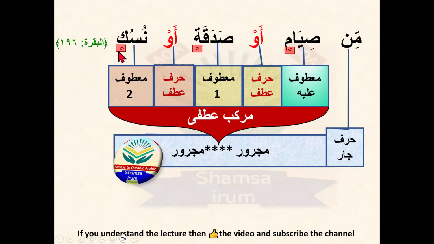Nusukin is majroor because it is also ataf on siyamin. Sadaqatin and nusukin is majroor because of the siyamin. Because the matufun alay irab is majroor, that's why matuf 1 and matuf 2 is also majroor. And why is the matuf alay majroor? Matuf alay is majroor because of the harfu jar min.